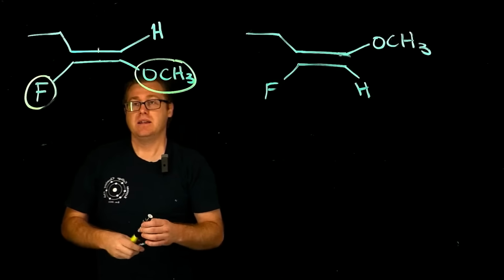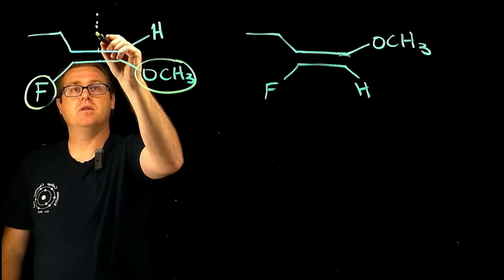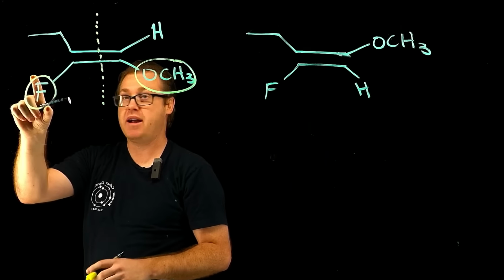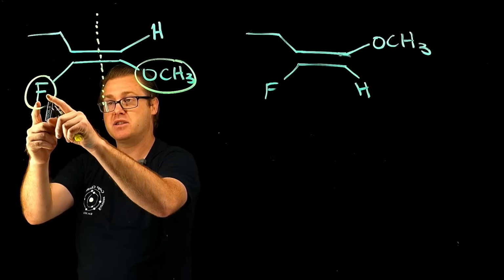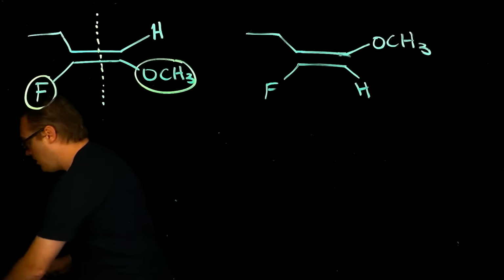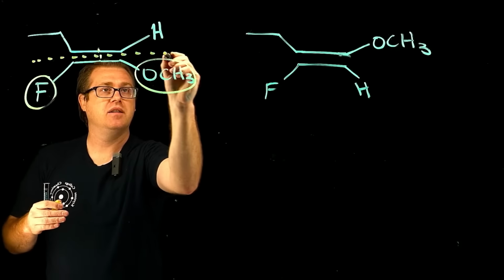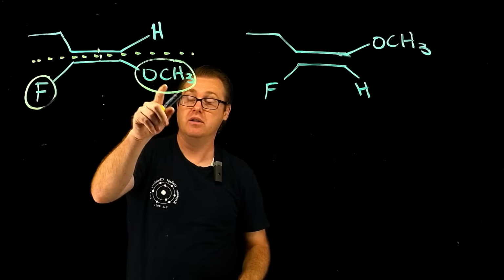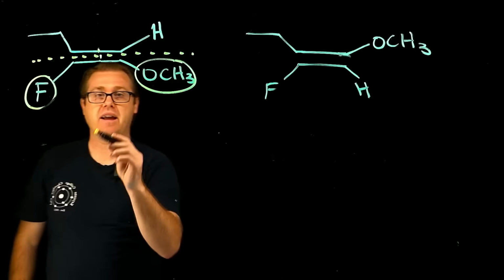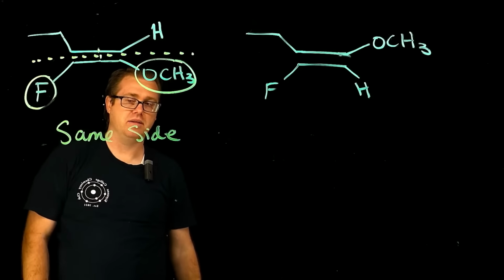Now the way that we do this is the exact same idea. We go down there, we go to the left side, and we prioritize the groups, just the way I showed you. Fluorine is larger than a carbon. We do it over here. Oxygen is larger than a hydrogen. Now, we look at it across the double bond right here. And we can see that the two groups that take priority due to their atomic mass are on the same side of that double bond.